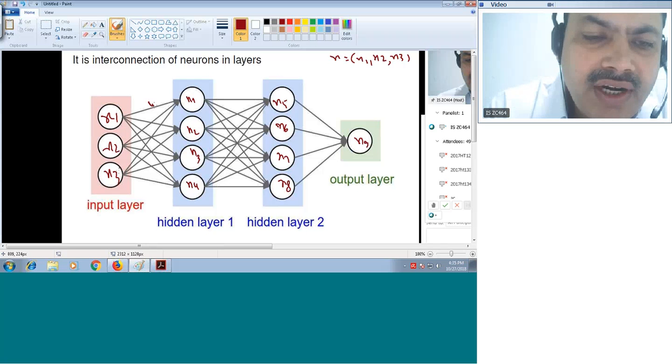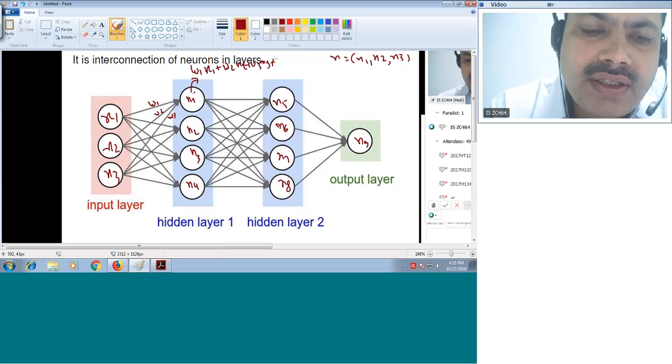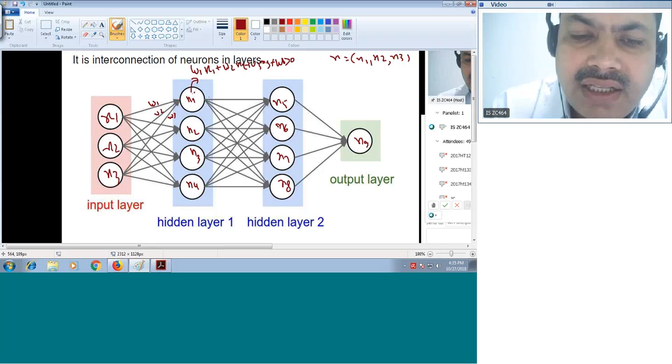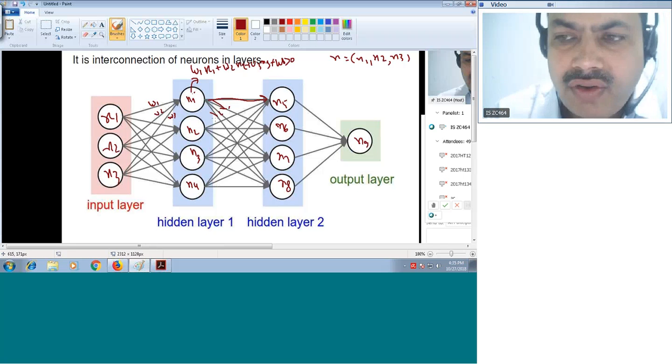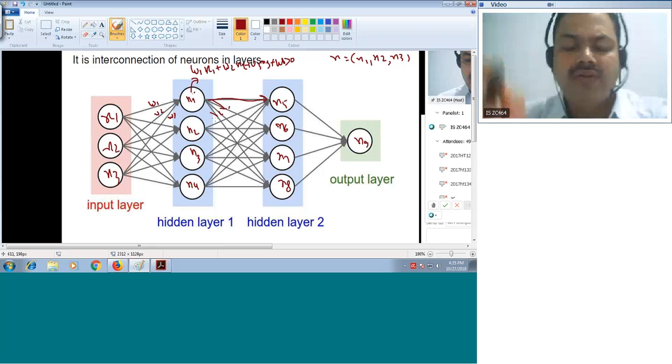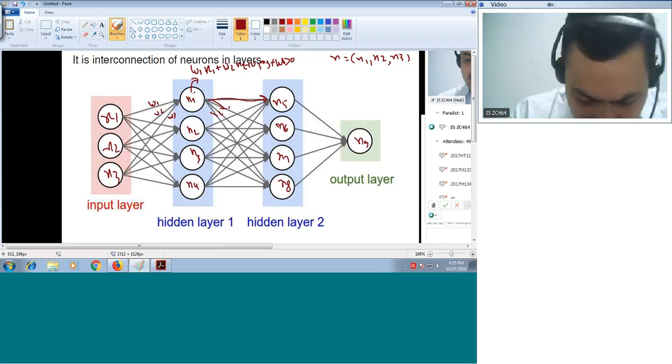The weights are W1, W2, W3. How is this neuron going to take the decision? It computes W1 x1 plus W2 x2 plus W3 x3 plus some W0, and checks whether it is greater than 0. If it is greater than 0, it gives a high activation on this line, on this line, on this line. Let's assume the output is 0 or 1.